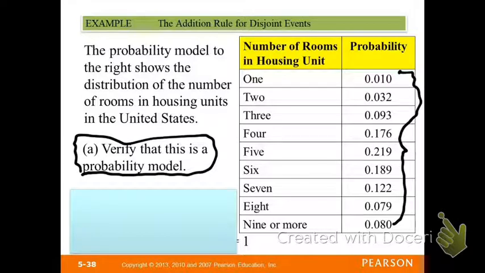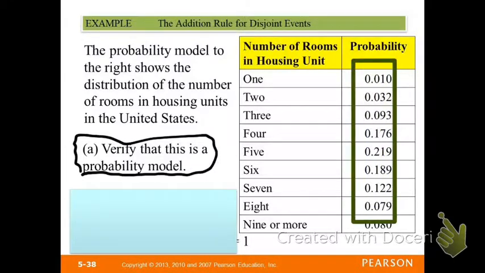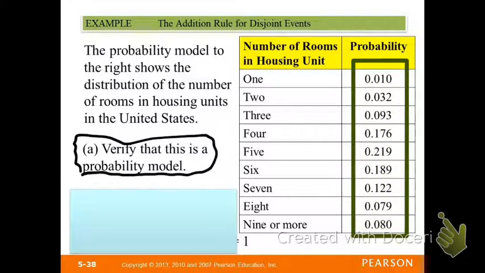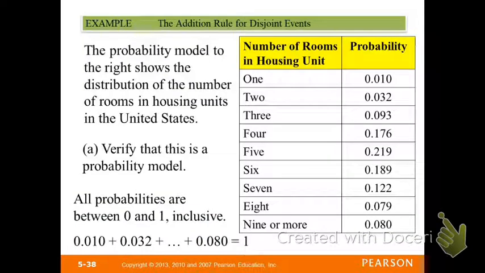And the sum of the probabilities, this would need a little work, the sum of all these probabilities has to equal 1. And if we took the time to do the arithmetic, then we would see that the probabilities do add up to 1. All probabilities are between 0 and 1, and that confirms that this is indeed a valid probability model.